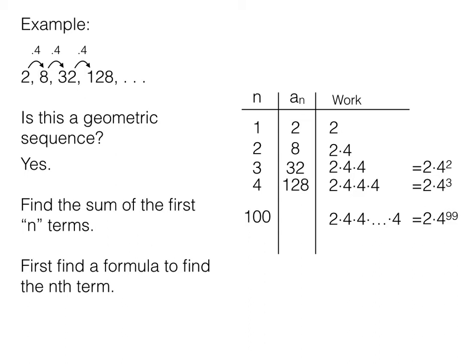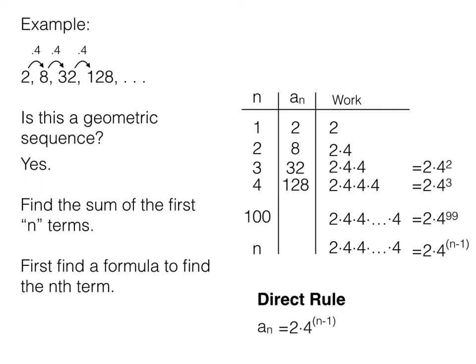How does this help us get our rule? Well, we can plug in n instead of 100. We still have 2 followed by a bunch of 4s. We're still multiplying. And how many 4s are there this time? Well, it's 1 less than the term number, so it's n minus 1. So our direct rule is a sub n equals 2 times 4 to the n minus 1 power. Again, if we went too quickly there, pause, go back, rewatch, do what you need to do to understand where that direct rule came from.